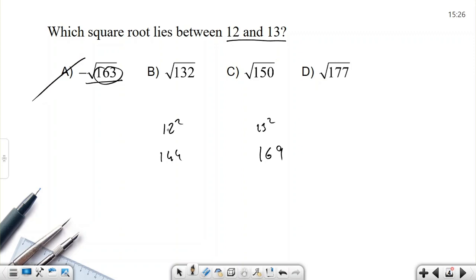132 is less than 144, so this cannot be the answer. 150 is between 144 and 169, so the square root of 150 must be between 12 and 13. As you see, 177 is more than 169, so it cannot be the answer.